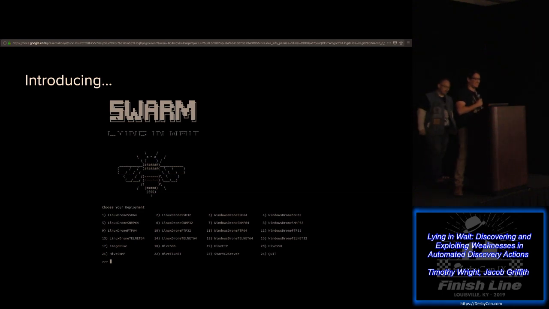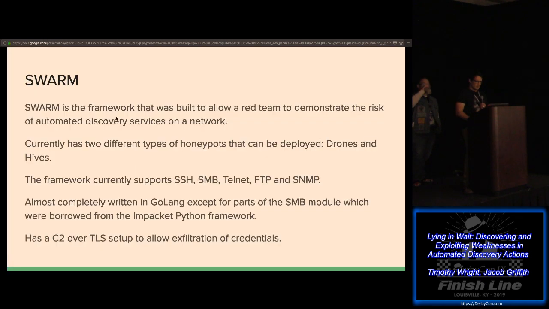So I'm going to go ahead and hand it over to show you guys Swarm. So this is the interface for the tool we built. It's called Swarm, following the whole honeypot thing. What this does is it's a tool that allows you to generate what we call drones or hives. So a drone is a payload you can run on a compromised endpoint. Say you get someone on a phish, you can put it on their Windows box, and it sets up a listener that when the device gets scanned from one of these automated discovery tools, it sends the passwords over a C2 back to our C2 server.